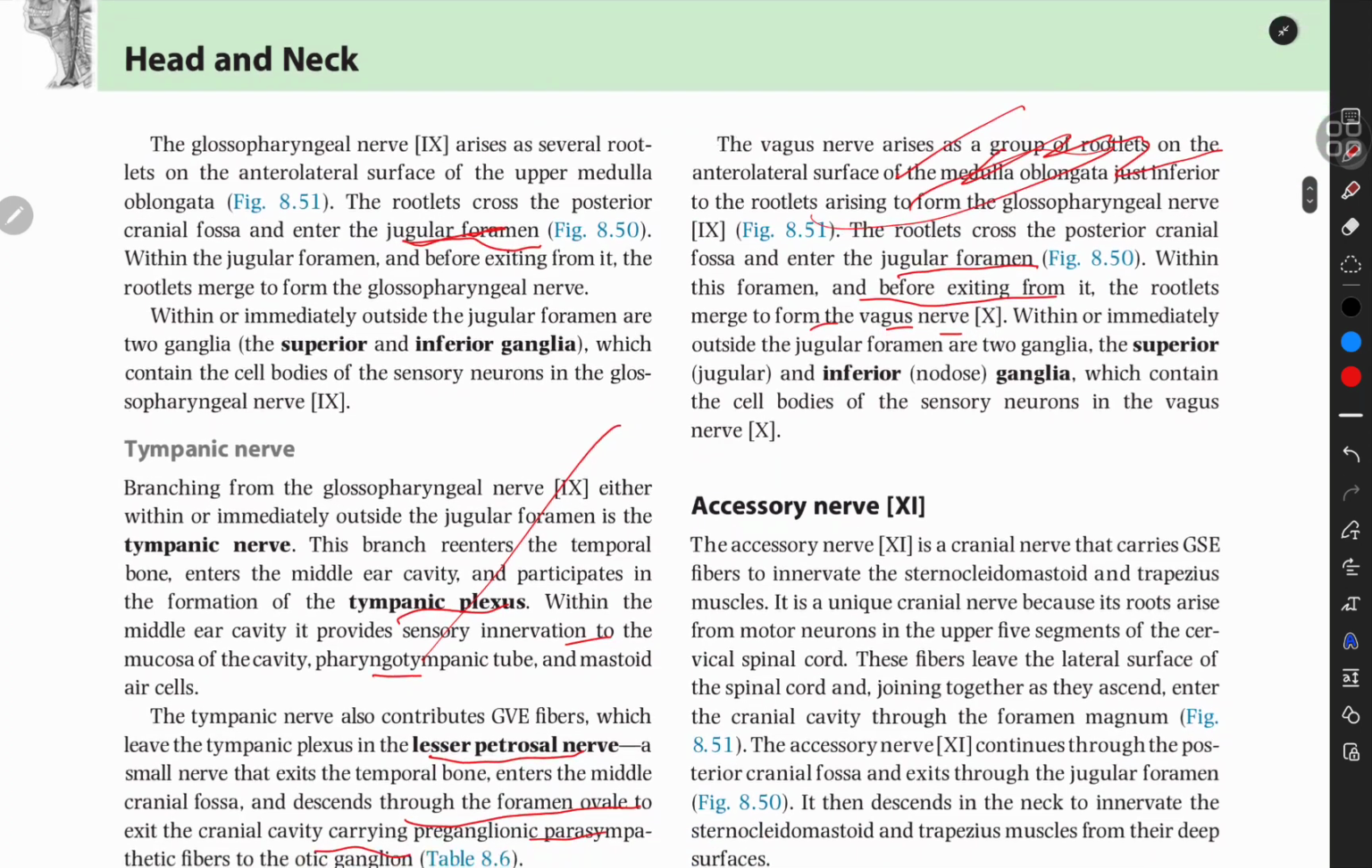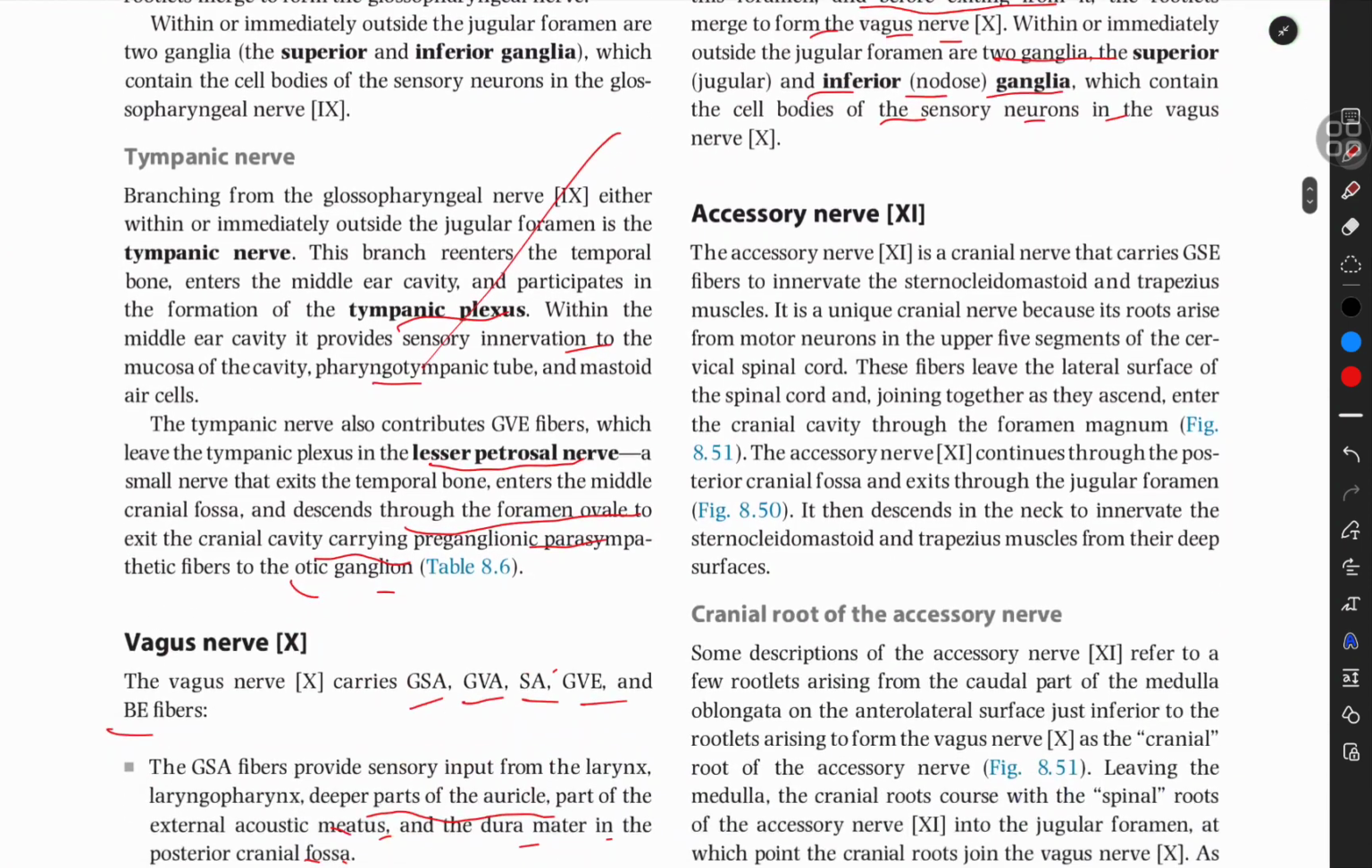Within and immediately outside the jugular foramen are two ganglia, the superior and inferior ganglia, which contain cell bodies of the sensory neurons in the vagus nerve. Accessory.